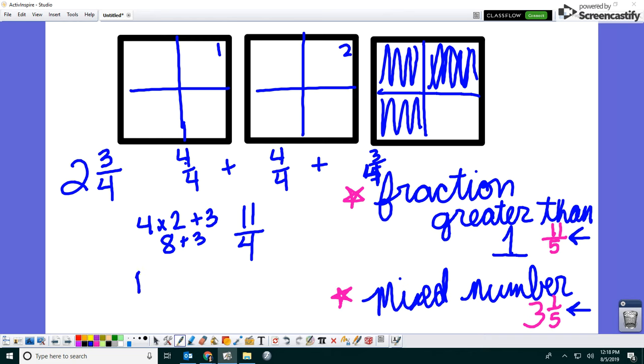So we take the denominator and we multiply it by the whole number. We add the numerator of the fraction, and that stays over the denominator that we're working in terms of.